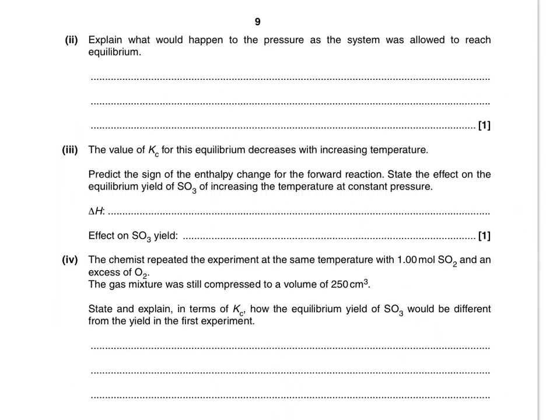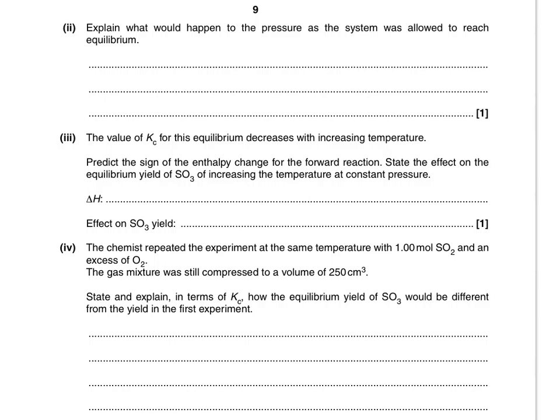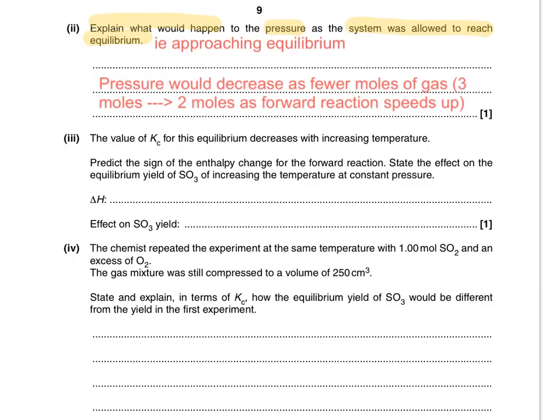This bit is a bit more qualitative. It says explain what would happen to the pressure as the system was allowed to reach equilibrium. So in other words, that's approaching equilibrium. So the pressure would decrease as fewer moles of gas, 3 moles going to 2 moles, as the forward reaction would speed up. So the value of Kc for this equilibrium decreases with increasing temperature. And it says predict the sign of the enthalpy change for the forward reaction.